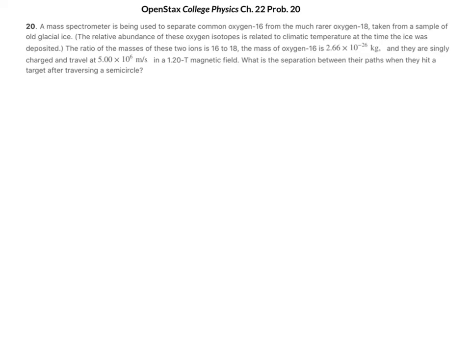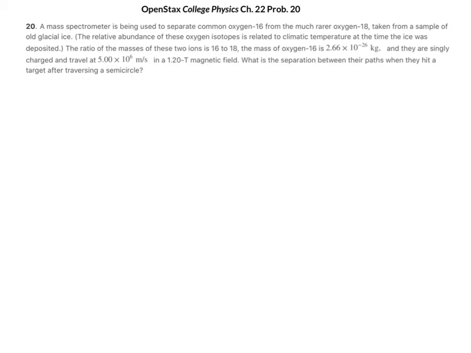Let's look at OpenStax College Physics, Chapter 22, Problem 20. A mass spectrometer is being used to separate common oxygen-16 from the much rarer oxygen-18 taken from a sample of old glacial ice. The relative abundance of these oxygen isotopes is related to climatic temperature at the time the ice was deposited. The ratio of the masses of these two ions is 16 to 18.